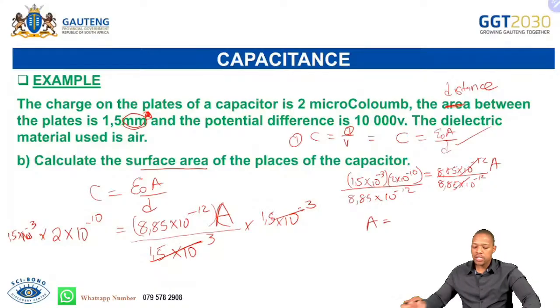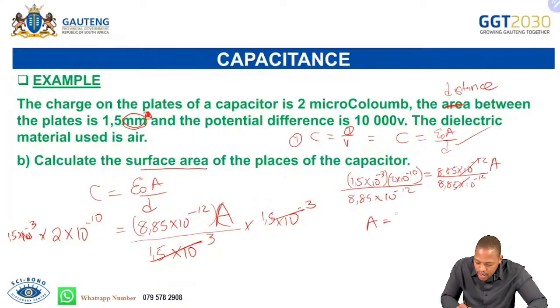A was multiplying with the 8.85. The inverse of multiplication is division. Put that into a calculator: 1.5 times 10 to the power of negative 3, multiplied by 2 times 10 to the power of negative 10, all over 8.85 times 10 to the power of negative 12, that permittivity there. The answer we are getting is that the area is actually 0.03 square meters. That would be the area.